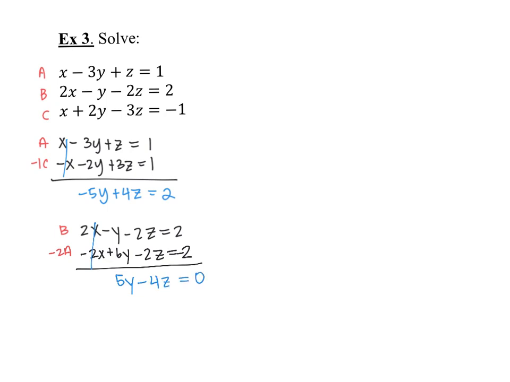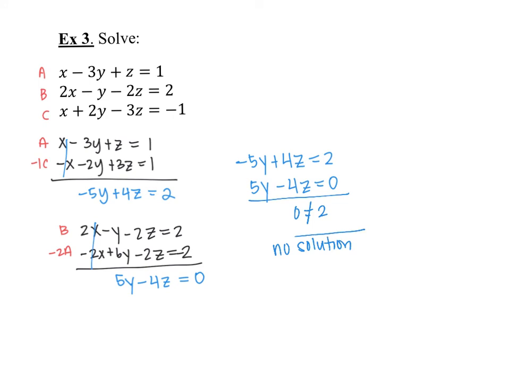Okay, now I have two equations that have y and z in it. So I'm going to go ahead and line those two equations up. Okay, let's see. The y's cancel, the z's cancel. So I actually end up with 0 equals 2, which is a false statement. And because there's a false statement, 0 is not equal to 2, this system actually has no solution. It doesn't happen often, but it does happen occasionally.